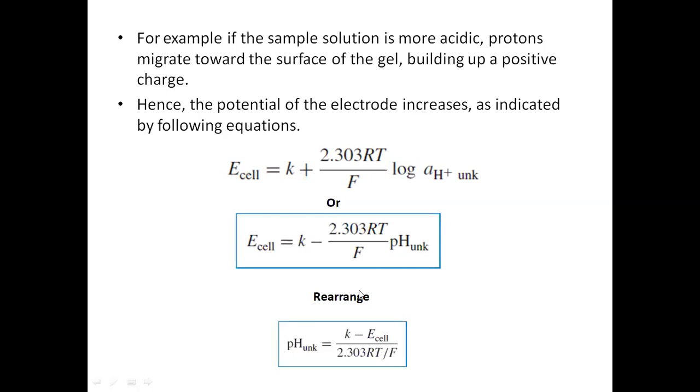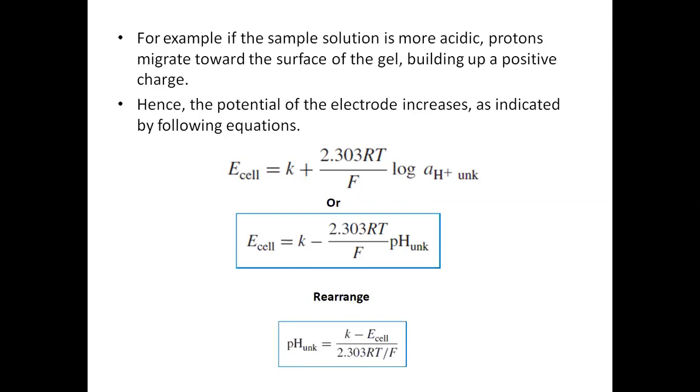If we rearrange this formula and make pH the subject, we find that pH is equal to K minus the potential of the cell upon 2.303 RT upon F. Again, from this formula we can say that pH is inversely proportional to the potential. So if the potential is high, pH will be low.